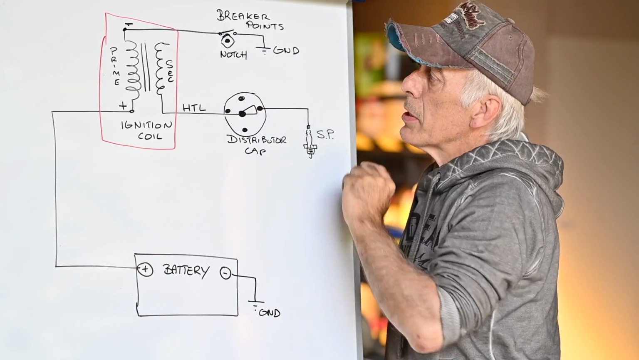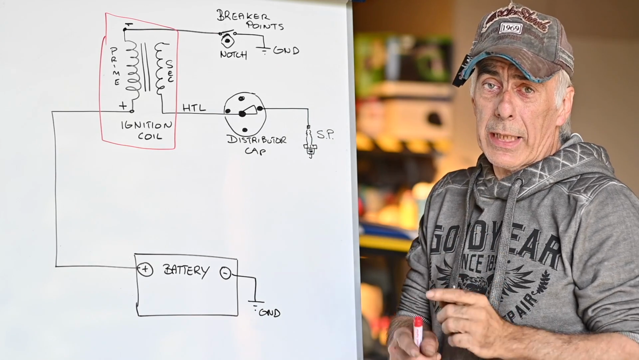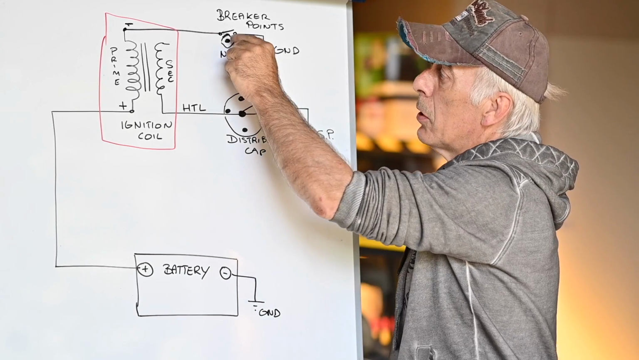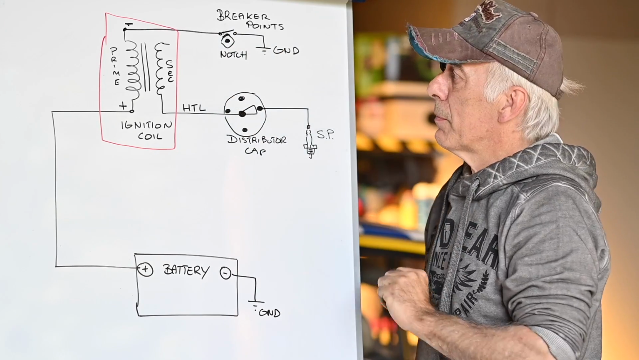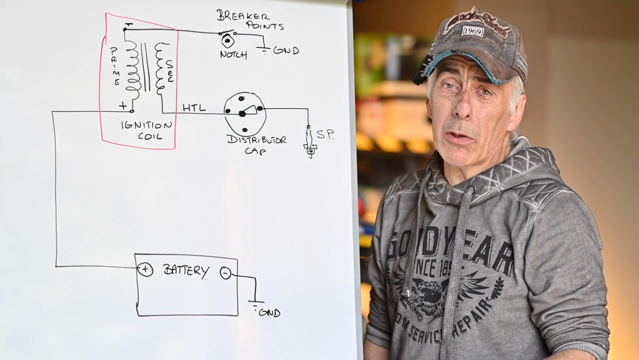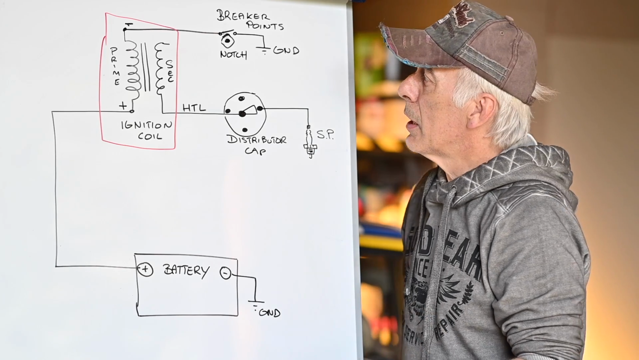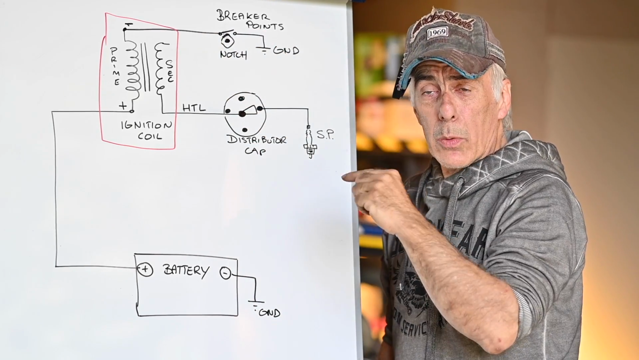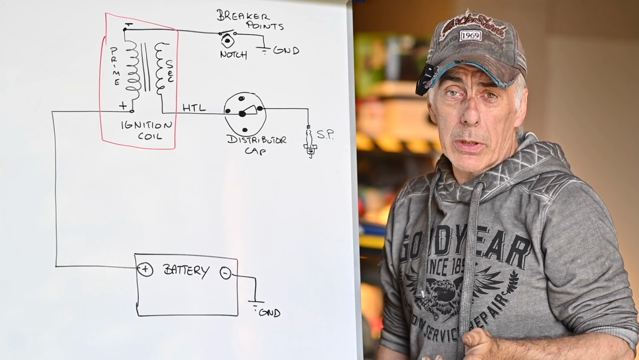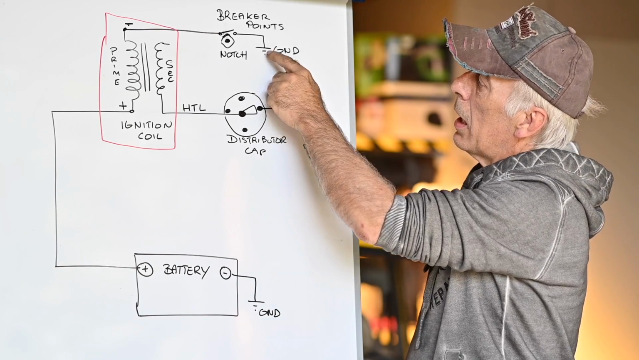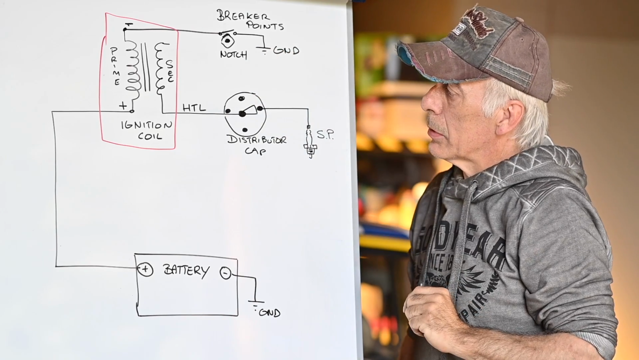The breaker points is nothing more than a contact that is going to open and close, and it's going to open up based on the notches on that shaft. So when the shaft is spinning, and that shaft is driven typically by your camshaft or your crankshaft, then if that rotates, the points will open and close, and that's going to become important when we start talking about the dwell angle. And then the other side of the breaker points are connected to the ground.